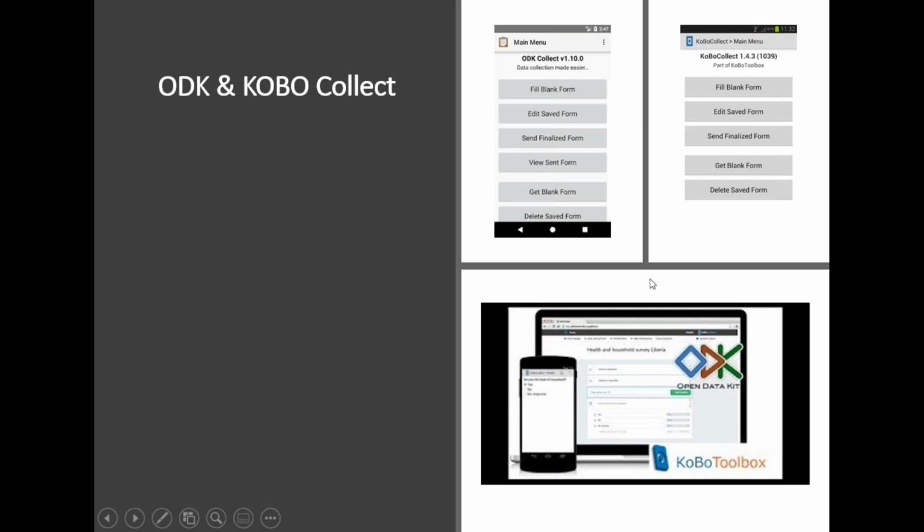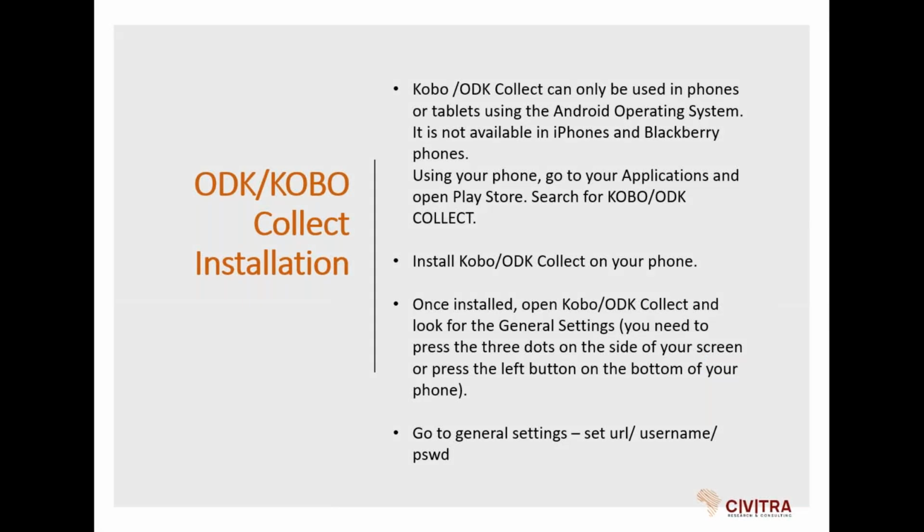So for the end user or the data collector to be able to see this form you have designed, they must download the ODK and KOBO Collect application. And how you download that is you get it from Play Store. And as we said, KOBO and ODK can currently be used in smartphones that run on Android operating system. Unfortunately, both of them at the moment are not available for iPhones and BlackBerry phones. So you must have an Android phone to be able to access ODK and KOBO. So you just go to Play Store and search, whether you're searching for KOBO or ODK Collect, and you can install it on your smartphone.